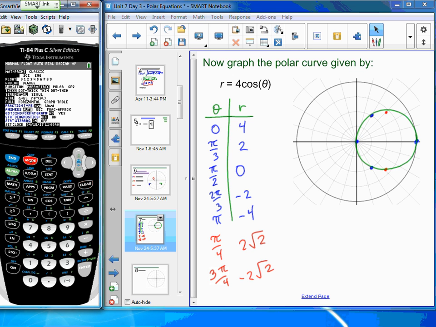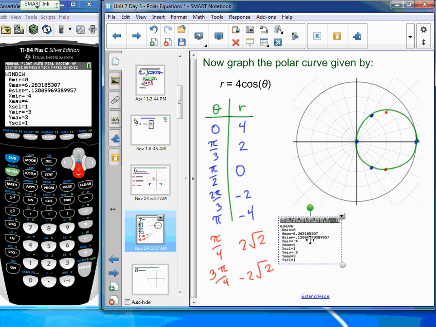So here we are, and we have 1, 2, 3, negative 4, and so I'm going to window. We made it with 0 to pi. I'm going to leave it 0 to 2 pi for a minute. Negative 4 to 4, and negative 3 to 3. I'm going to try that and see what happens.